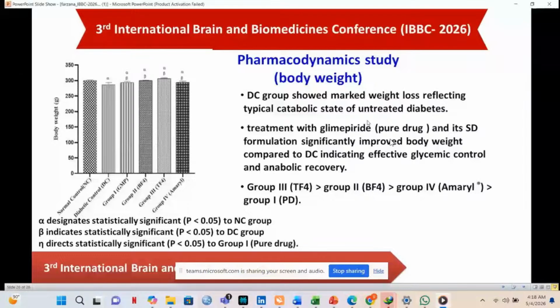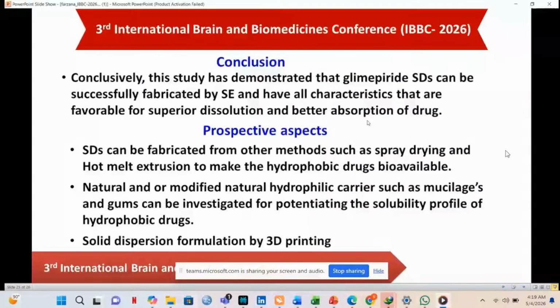So I concluded that the solid dispersion can be successfully fabricated by the solvent evaporation method, showing all the characteristics which are favorable for rapid dissolution and better absorption of the drug. The prospective aspects include that the solid dispersion can also be fabricated by some advanced technologies like spray drying and automatic filling method. Next, natural carriers like gums and silicates can also be used for improving the solubility of hydrophobic drugs. Then solid dispersion can also be formulated by 3D printing.